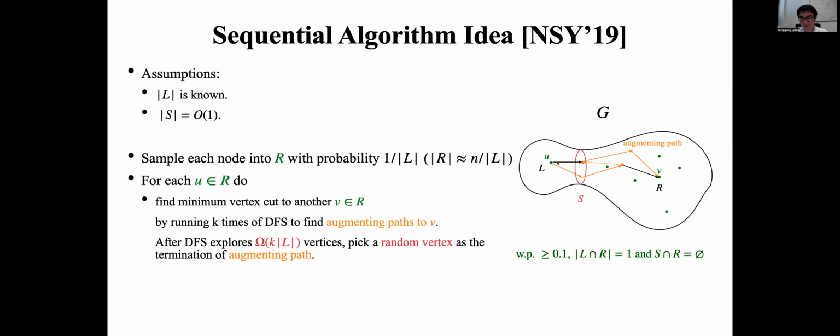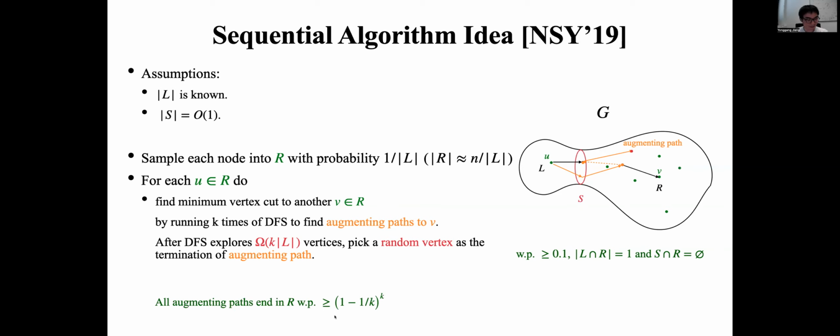But this algorithm is quite inefficient because every augmenting path can have length n, and this is not what we want. A main contribution of this paper is that it discovered that the DFS just needs to explore k times L vertices. And after exploring k times L vertices, we just need to pick a random vertex as the destination among those vertices. For example, it can be this. And then we just take this as the destination and take this as the augmenting path.